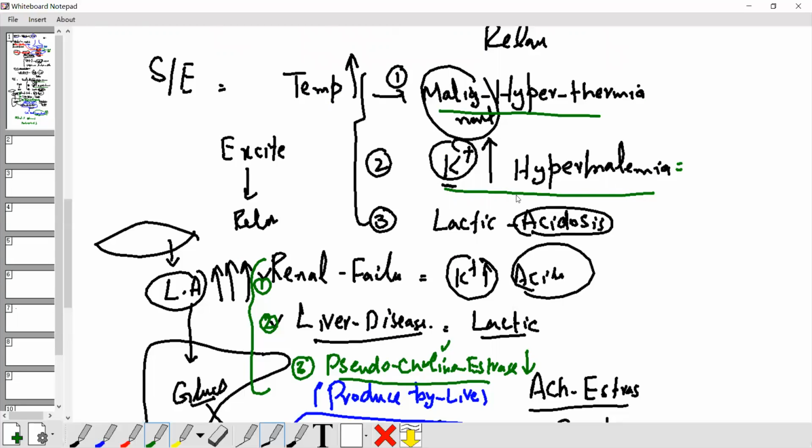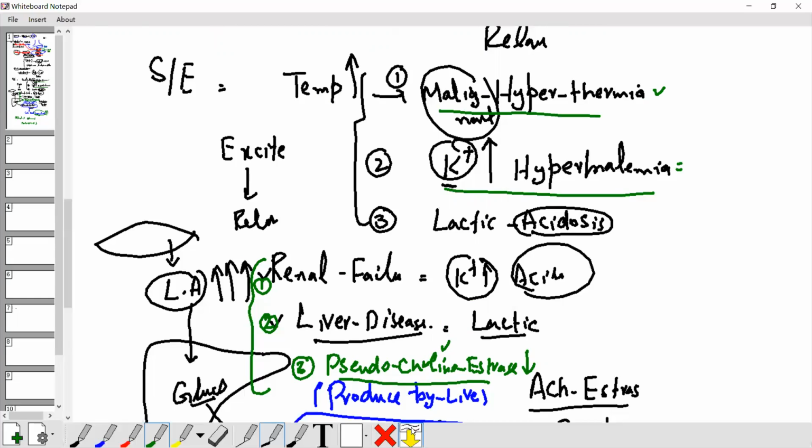So if you want to use succinylcholine, the liver must be intact. The liver must function well. The kidney must also function well, so the kidney can eliminate extra acid and extra potassium. But how do you control this?